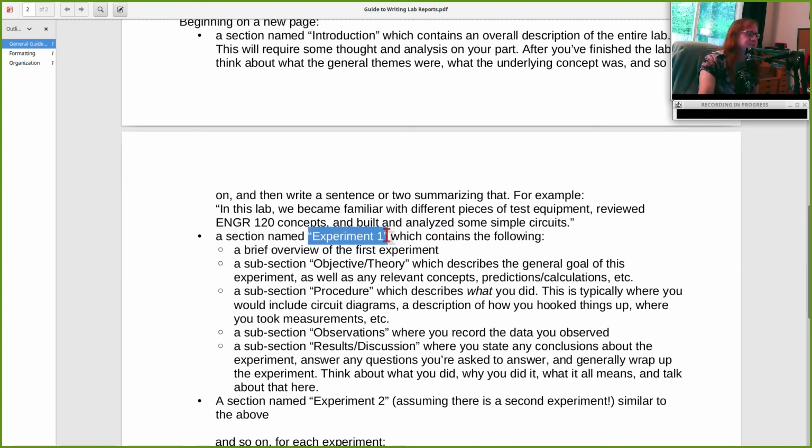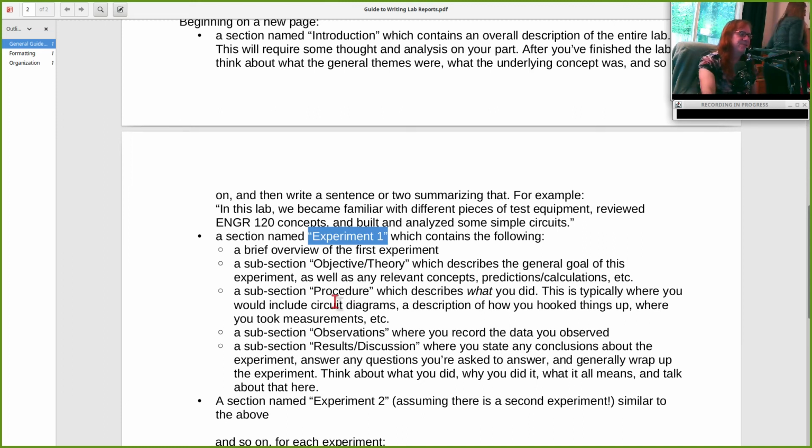So for each experiment, you don't have to call it objective, theory, observations, etc. But for each experiment, I want to know basically what you're doing in the experiment. Whatever calculations you have to do, whatever work you have to do for the experiment, put that in your lab report, right? How you went about doing the experiment. Well, first I took this circuit and I built it on a proto board and I connected 5 volts to it, and then I used a multimeter to measure the output at this point. Put that in your write-up, right?